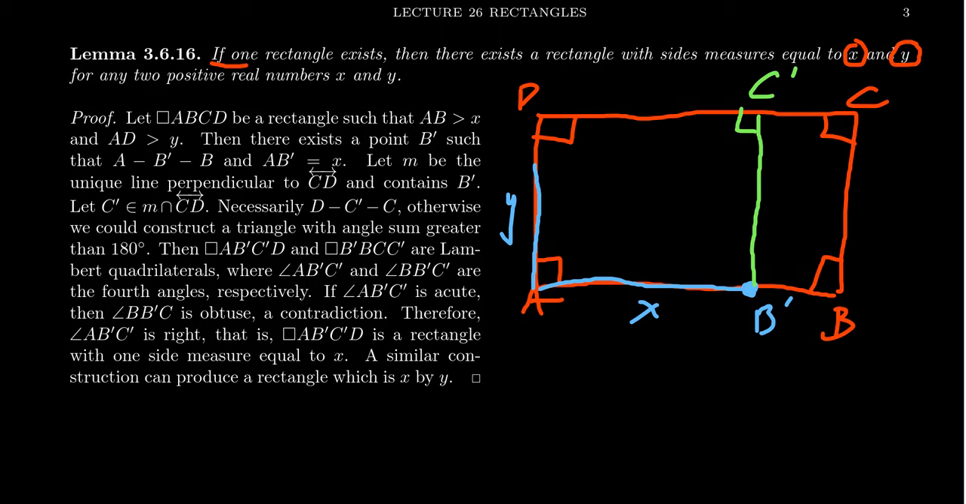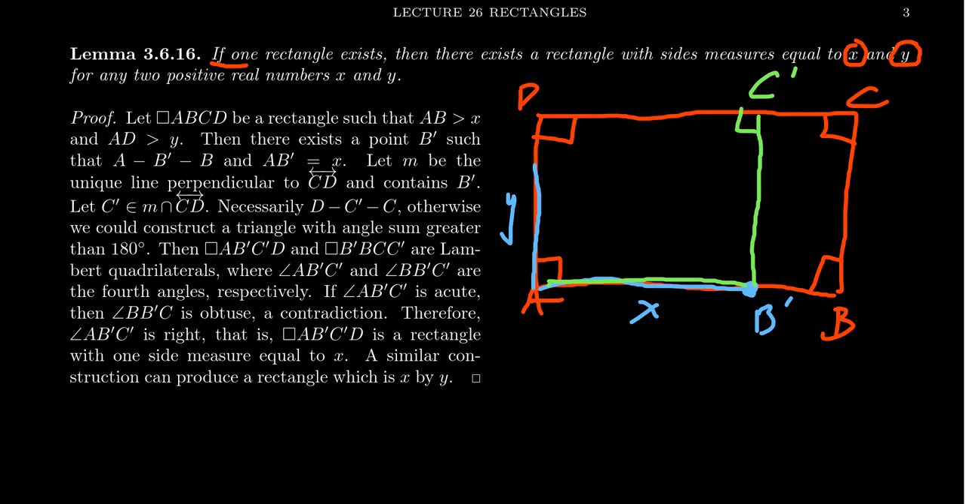We would love to say that the angle right here at B prime is right, but we can't have our cake and eat it too. What we can do is guarantee that the segment from A to B prime is exactly distance X, and that we have three right angles, one at C prime, one at D, one at A. But what about this fourth angle at B prime? Well, I can at least say that this is the fourth angle of a Lambert quadrilateral, because it has at least three right angles.